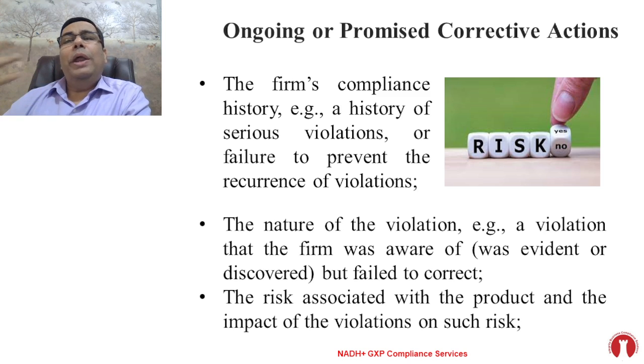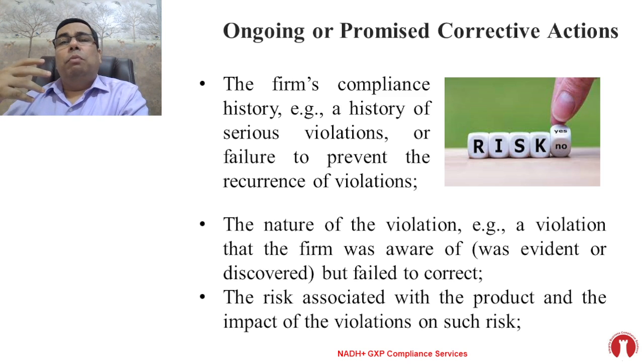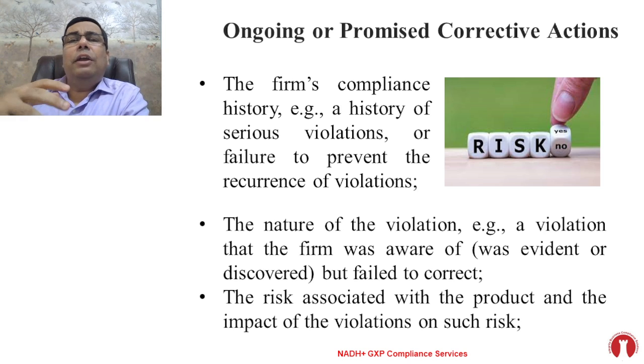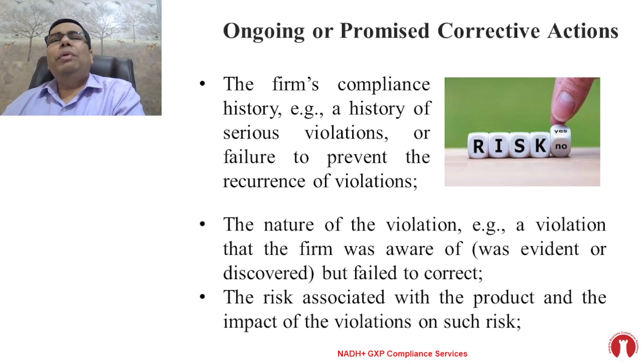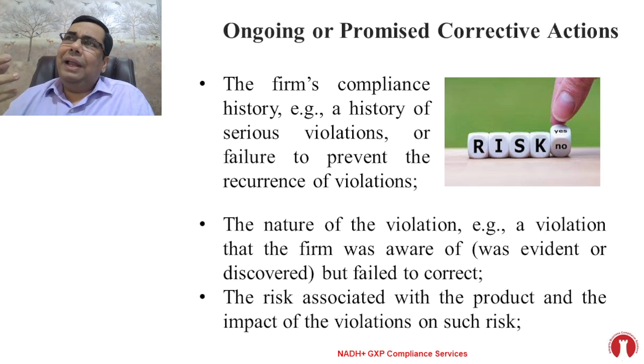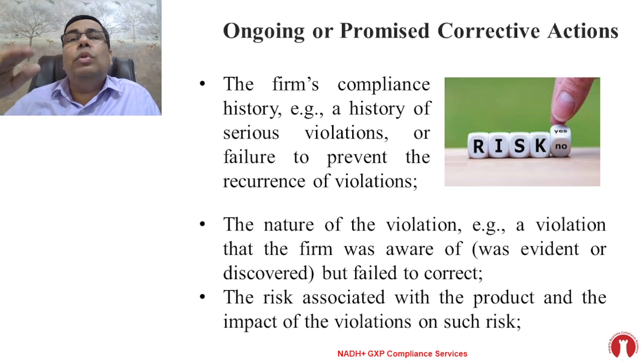The nature of the violation, that means, for example, the violation that the firm was aware of, was evident or discovered but failed to correct. Some observations the auditors will also say that yes, we have also identified this and we are already working on it and we have this action plan ready. So these types of actions are also very much important.